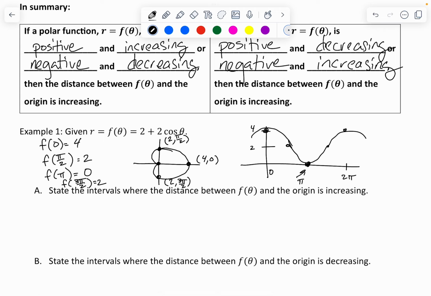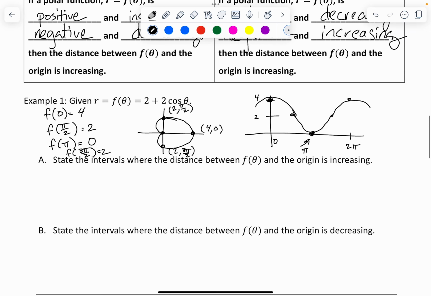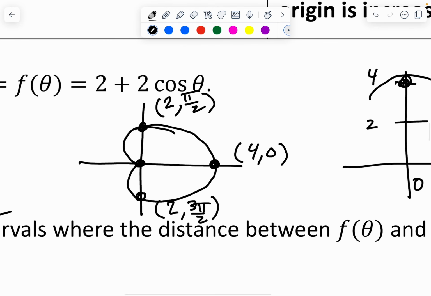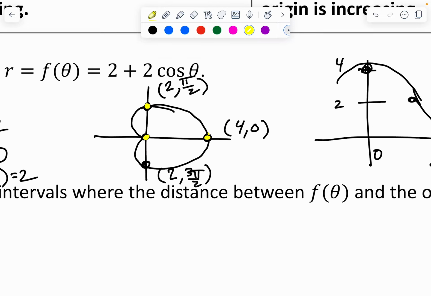Okay, so state the intervals where the distance between f of theta and the origin is increasing. Well, that's not what was happening there. From 0 to pi is where the distance is decreasing. If you look at this, here is the pole. How far were we at first? We were 4 units away. By the time we get over here, we're 2 units away, and then our distance keeps getting smaller and smaller.